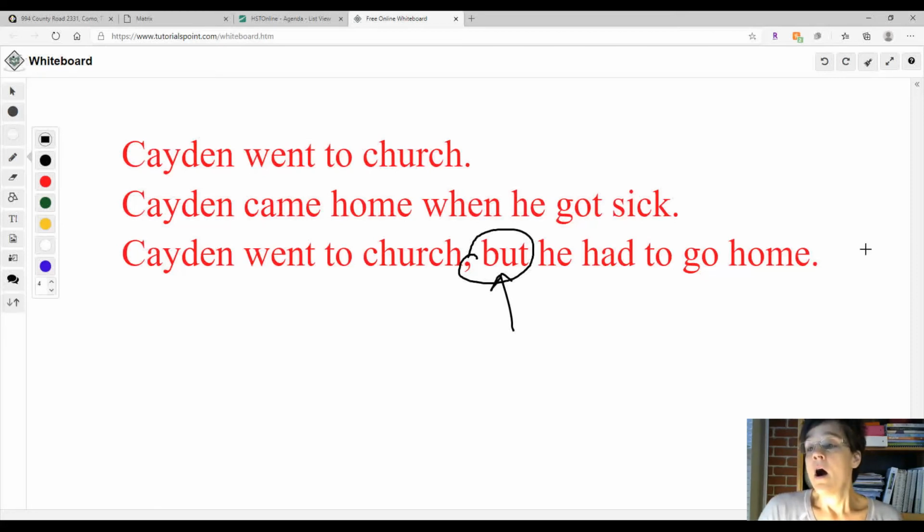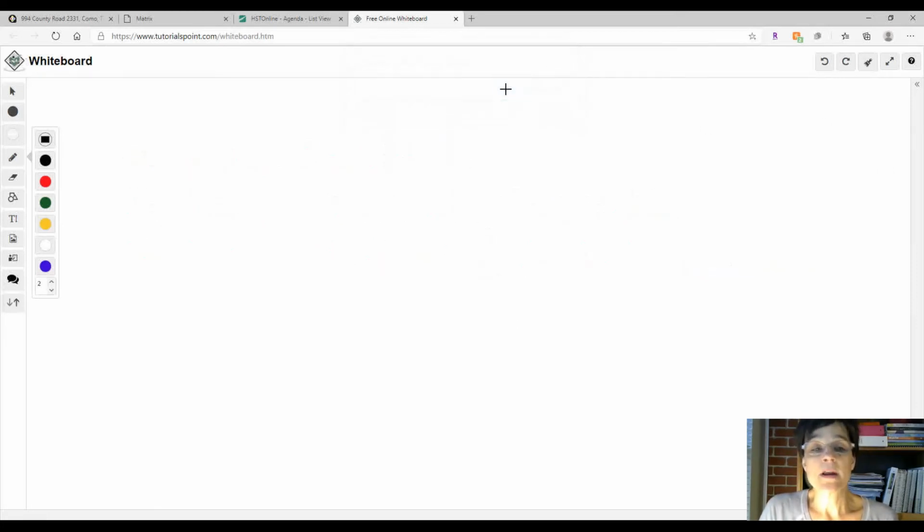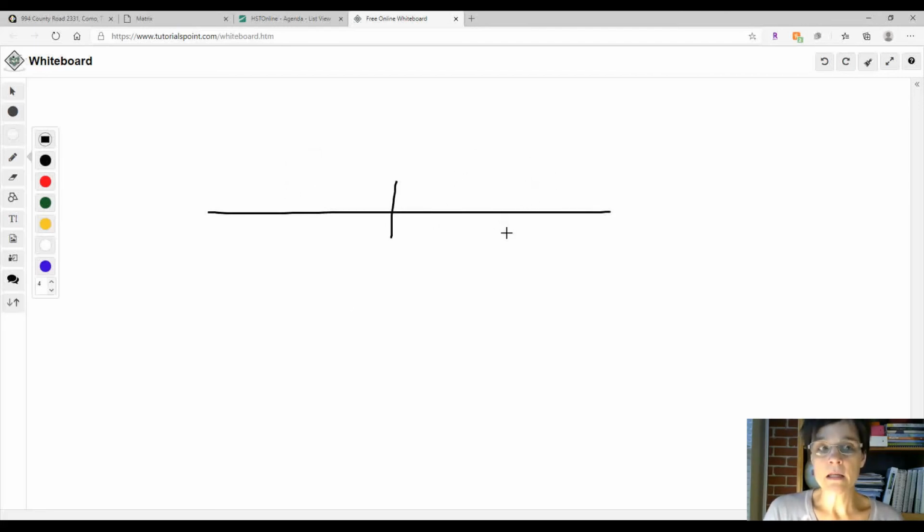Okay, now, on the last part, it's wanting us to diagram these sentences. Now, I wanted to show you how. Number 4 wants us to diagram sentence number 1. Now, you know that when we diagram a sentence, we do it this way. The subject goes here, the verb goes here. That's what we've been learning, right?